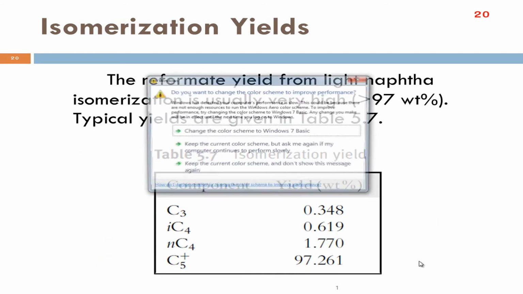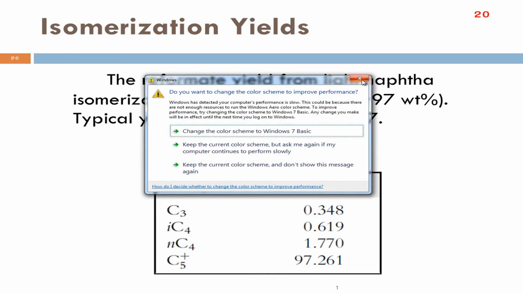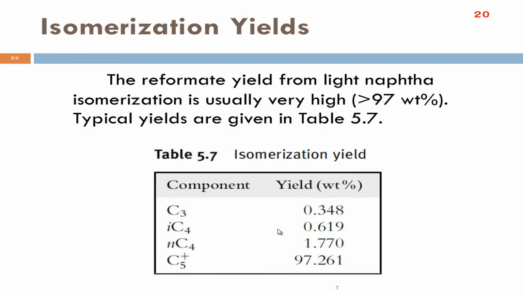And the last one, this table shows the approximate guidelines of the material balance in the isomerization unit. So in this case, if we have some C1, C3 up to C5, they will be converted to isoparaffin, which is a high amount.